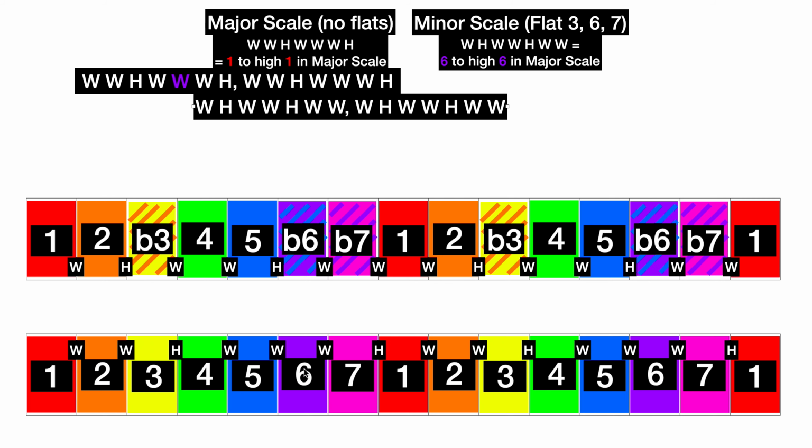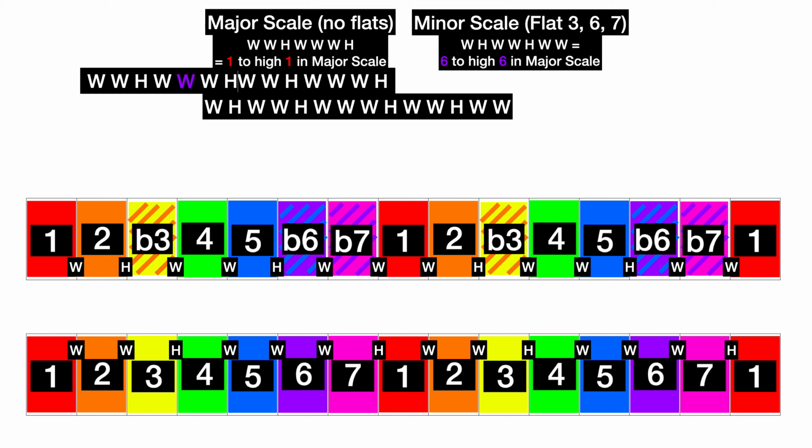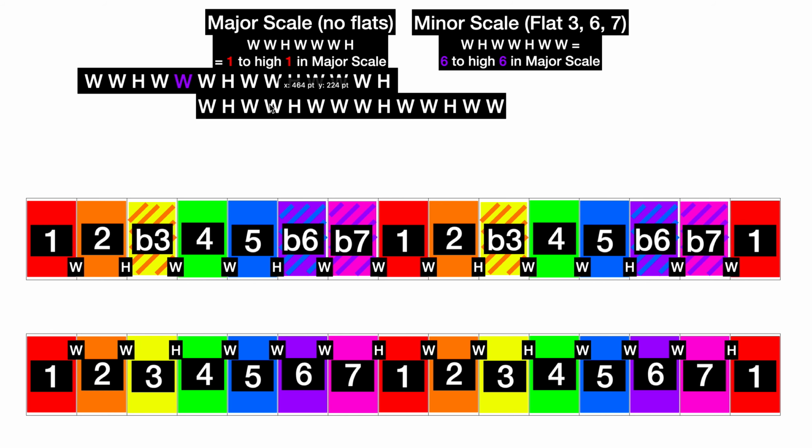Because remember, we start our formula after the first number, right? So if 6 is our first number, our next move is a whole step to 7. You can see this is not a new pattern. It's the same pattern. Delete the comma. All we did was start in a different place.